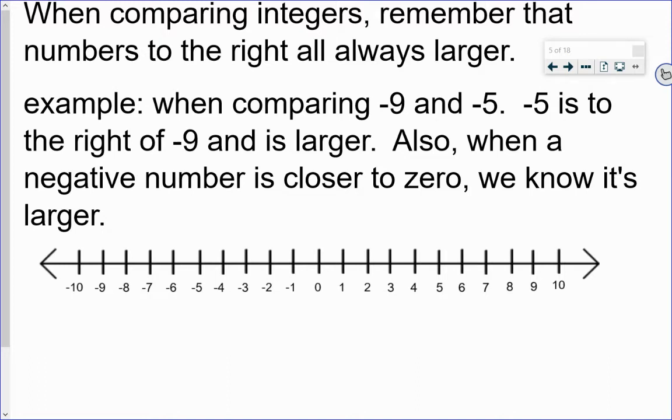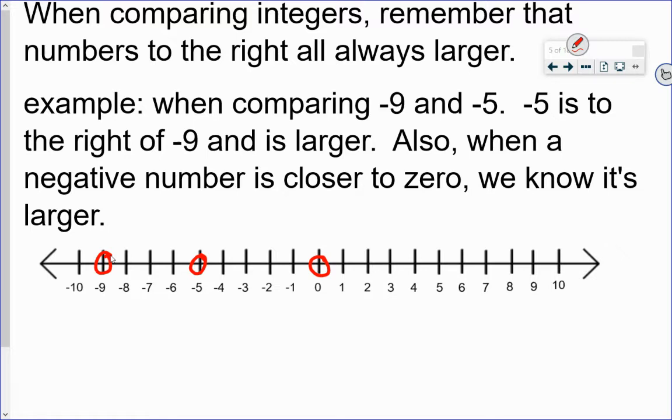Numbers to the right are always larger. And you know, when you have a number line, that's pretty easy to see. Okay, so for example, -9 and -5. Well, -5 is to the right. Any number to the right is always larger. So -5 is to the right of -9, and since it's to the right, it's larger. We also know it's larger because it's closer to 0. -5 is closer to 0 than -9, so we know it's larger.